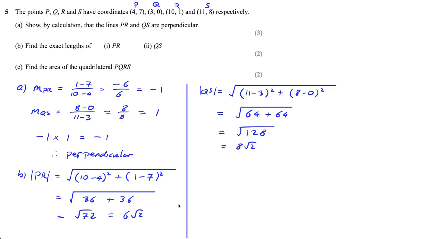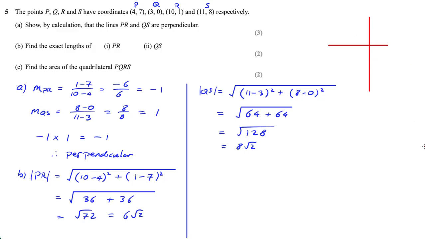Part C, find the area of the quadrilateral PQRS. Okay, so we've got, guys, that PR and QS are perpendicular, so the diagonals are perpendicular. So these are the diagonals here and here. Now, the mark scheme, guys, actually says that this is a kite, but I'm not sure it is. Without actually finding the lengths of all the sides, we can't actually be sure it's a kite, but we can still use the same formula.